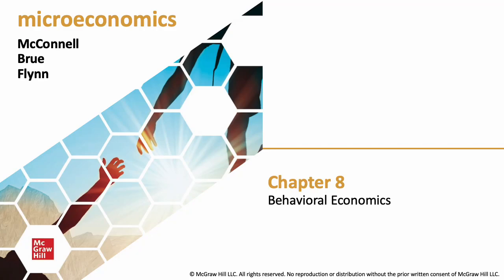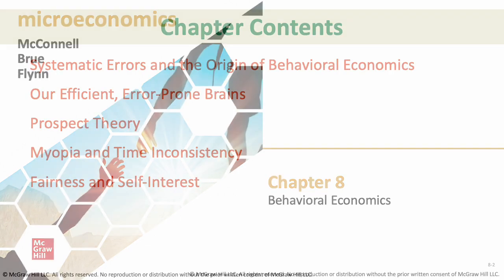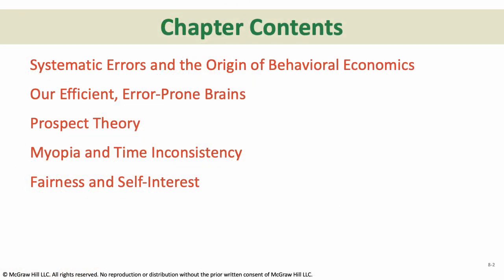Hello everybody, and welcome to Chapter 8, and we're going to look at behavioral economics. So, behavioral economics is how human behavior interacts with economic theory. We're going to look at systematic errors in the origin of behavioral economics, our efficient error-prone brains, what's known as prospect theory, myopia and time inconsistency, and finally fairness and self-interest.